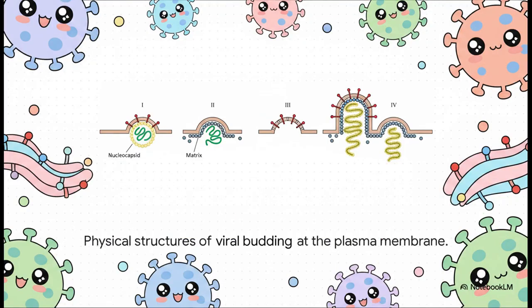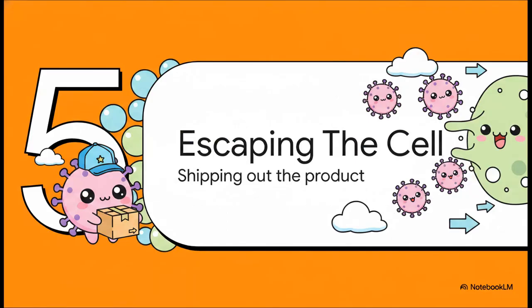Just notice how these budding structures literally push out of the host cell's membrane. You can see how the different internal viral components, whether that's a tight nucleocapsid in type 1 or the distinct shapes in types 2, 3, and 4, actually dictate how the membrane wraps around the virus to finally secure that protective outer envelope. And finally, Section 5, escaping the host cell.